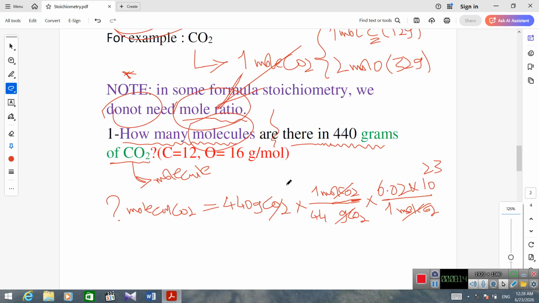For solving the problem, we must multiply the numbers that are in the top of the fractions together: 440 multiplied by Avogadro's number, and in the bottom 44, and we can simplify. 440 is 10 times 44, and 10 multiplied by Avogadro's number is the final answer.